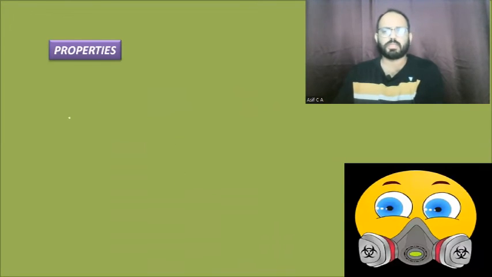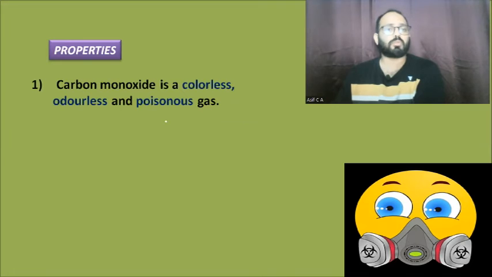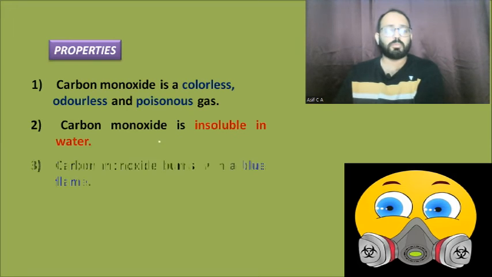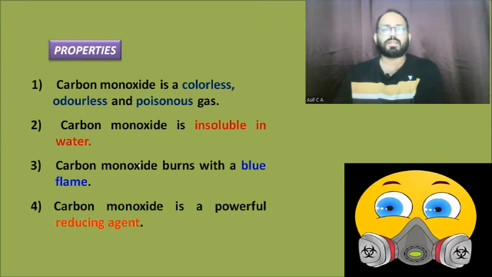What are the properties? Let us take a look at these properties. Carbon monoxide is colorless, it is odorless, and it is a poisonous gas. It is insoluble in water. Of course, carbon monoxide burns with a blue flame, and it is a powerful reducing agent.